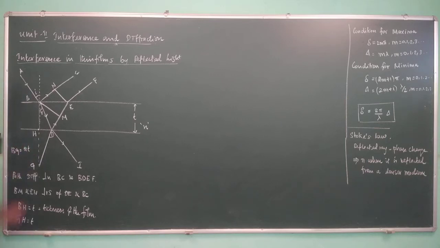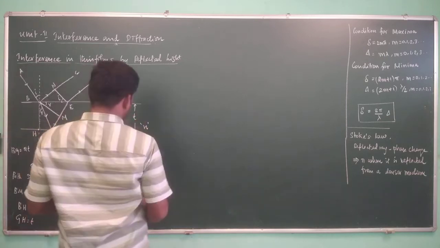And this angle also becomes r. Here this angle is equal to i and this angle is equal to r. So when you work with the trigonometry, you will get this. Okay, so this is the basic definition. Now with these basic assumptions, let's write the path difference between BC and BDEF.